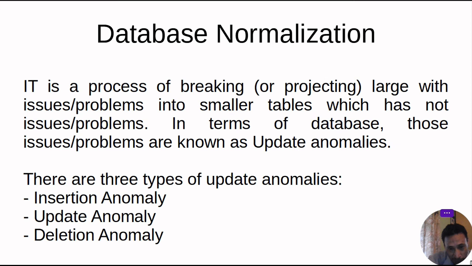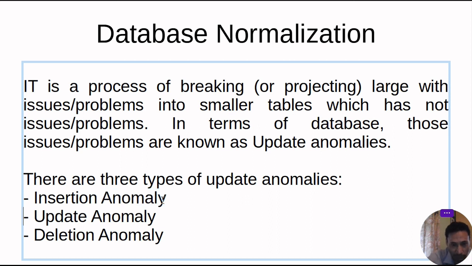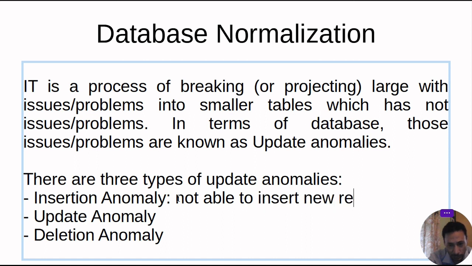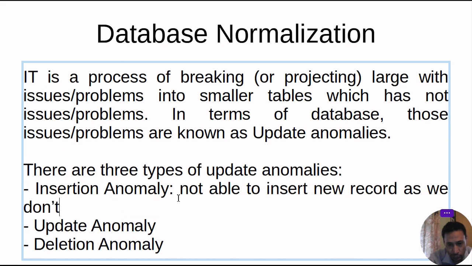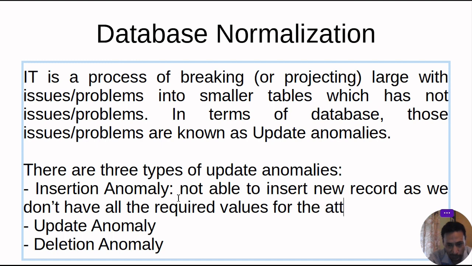There are three different kinds of update anomalies. First one is insertion anomaly, second one is update anomaly, third one is deletion anomaly. In case of the insertion anomaly, we will not be able to insert new record. Remember, we are not able to insert a new record as we do not have all the required values for the attributes.